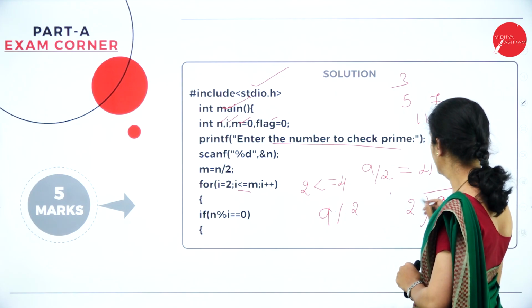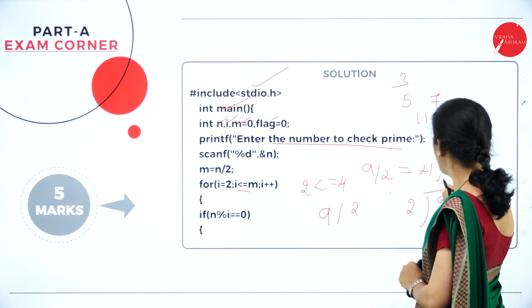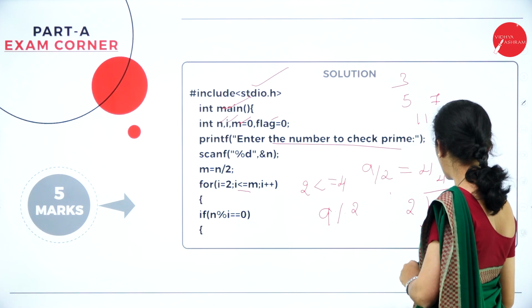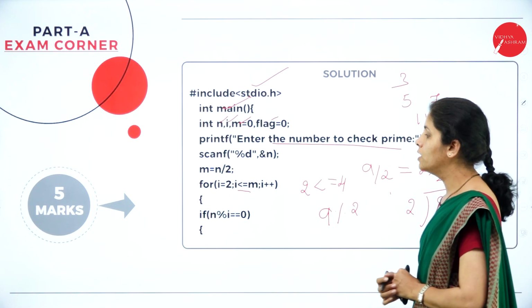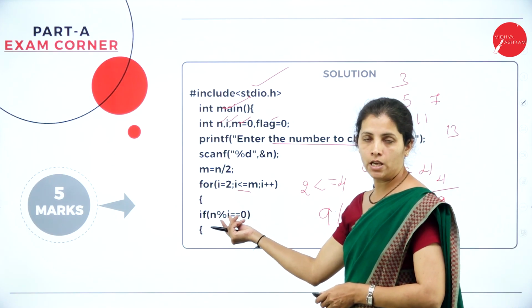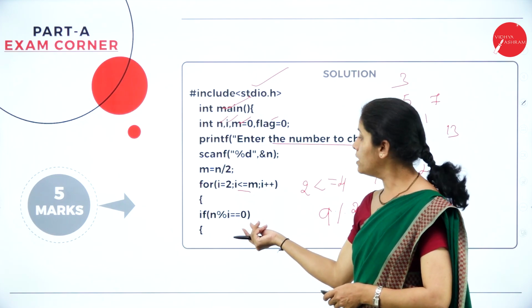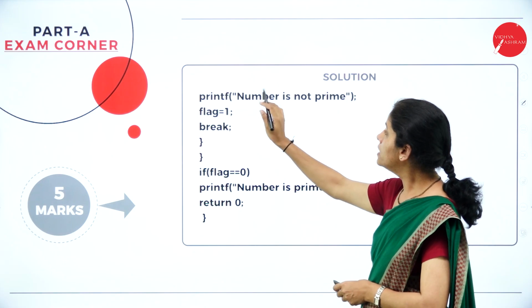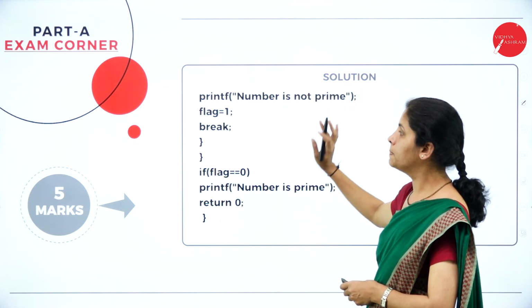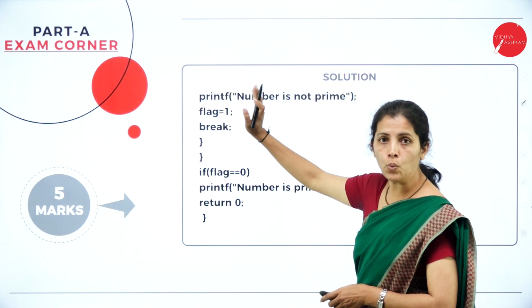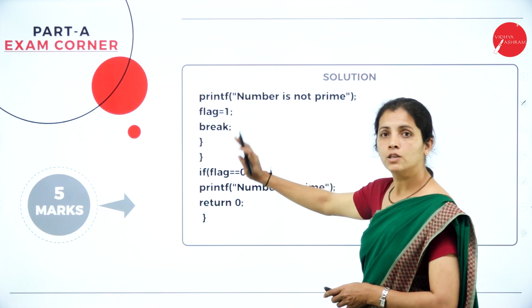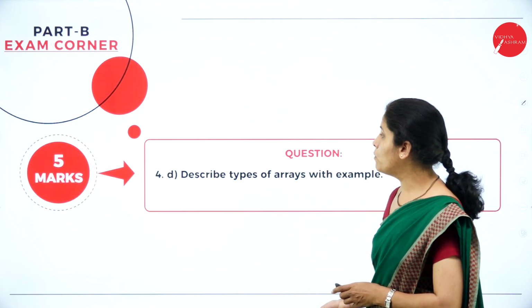9 divided by 2: 2 4s are 8, 1 remainder. Okay. So, if the remainder is equal to 0, then it is not a prime number. Over. See here, it is not a prime number, then flag equal to 1. Over. So, now I is incremented by 1.